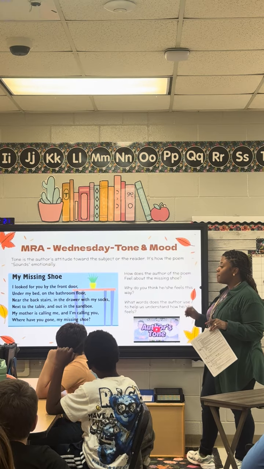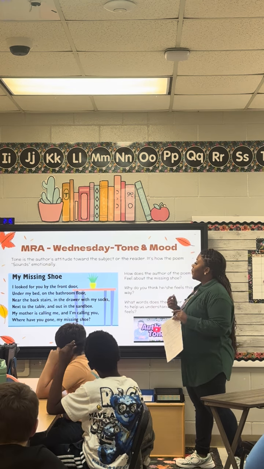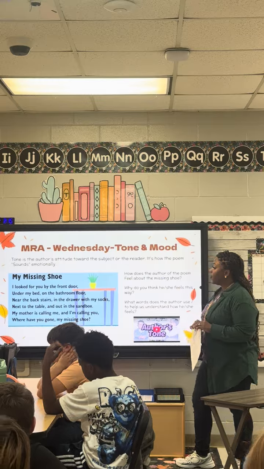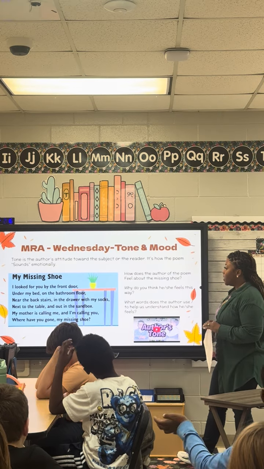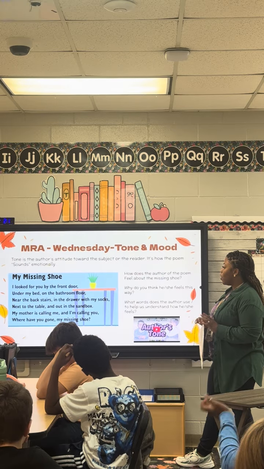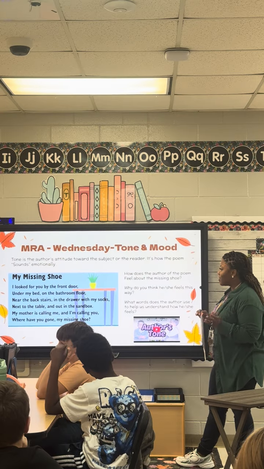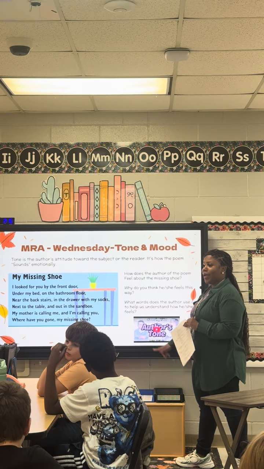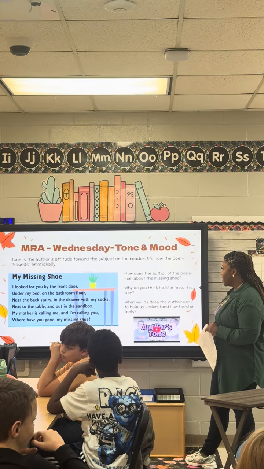So let's read this poem. Well, I'll read you this poem about my missing shoe. So, my missing shoe. I looked for you by the front door, under my bed, on the bathroom floor, near the back stairs, in the drawer with my socks, next to the table and out in the sandbox. My mother is calling me, and I'm calling you. Where have you gone, my missing shoe?